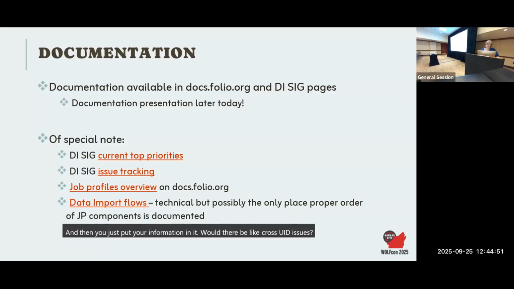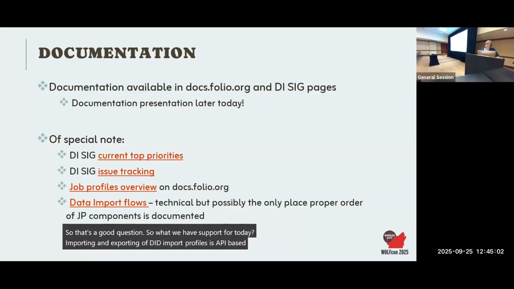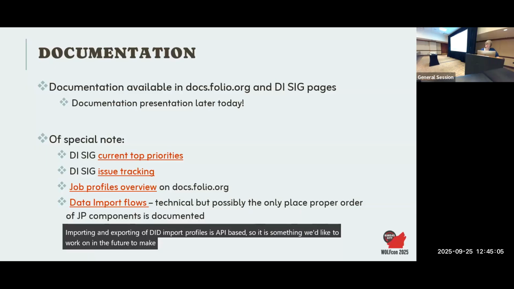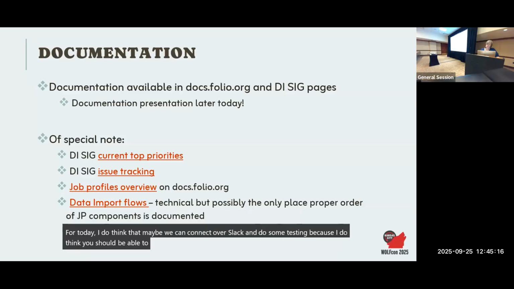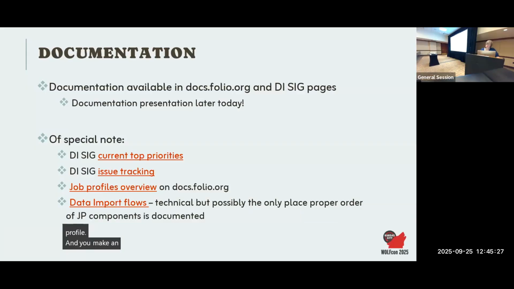So that's a good question. What we have support for today for importing and exporting of data import profiles is API based. So it is something we'd like to work on in the future to make that baked into the UI to make it real simple. For today, I do think maybe we can connect over Slack and do some testing, because I do think you should be able to support that where if you export your profile and you make an adjustment and then import it elsewhere, I think that should be doable.